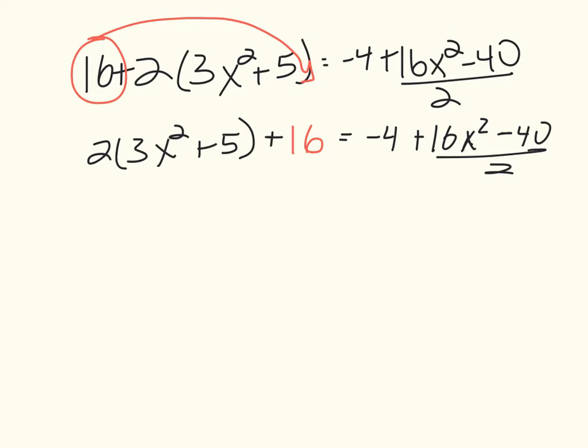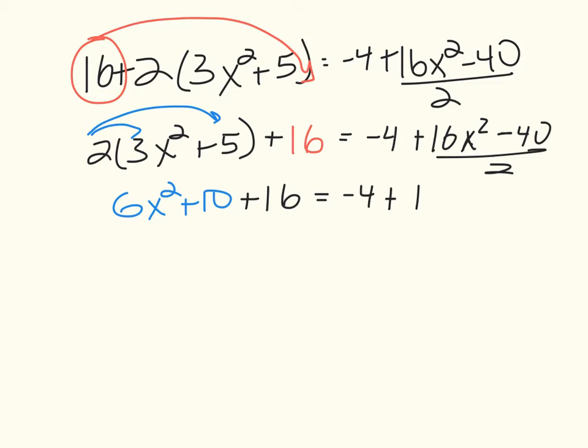Now, I'm not going to touch the right side at this point. I'm only going to worry about the left. If you have a different problem-solving strategy, that's okay. This is how I like to do it to stop me from making mistakes. All right, now I've got things in the correct order. I'm going to distribute my times 2. 2 times 3x to the power of 2 is 6x to the power of 2. 2 times 5 is 10. My positive 16 is just going to come down, and I have equals negative 4 plus the group 16x to the power of 2 minus 40, all divided by 2.